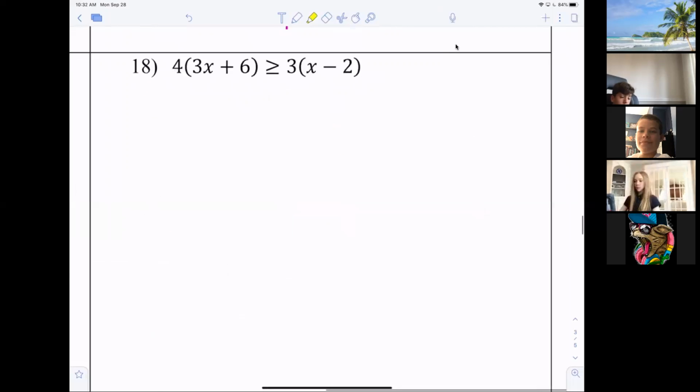Everybody distribute. Let's go. Give you 30 seconds. Chop, chop. Everybody distribute. And then once you distribute, I need you to move the variables to the left, move the numbers to the right. Let's go. Chop, chop. Bless you. Good so far.